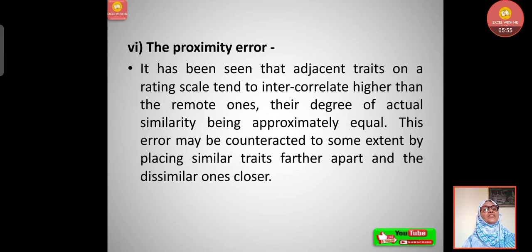Next one, the sixth one is the proximity error. It has been seen that adjacent traits on a rating scale tend to intercorrelate higher than the remote ones, their degree of actual similarity being approximately equal. This error may be counteracted to some extent by placing similar traits farther apart and the dissimilar ones closer. So, this is proximity error.